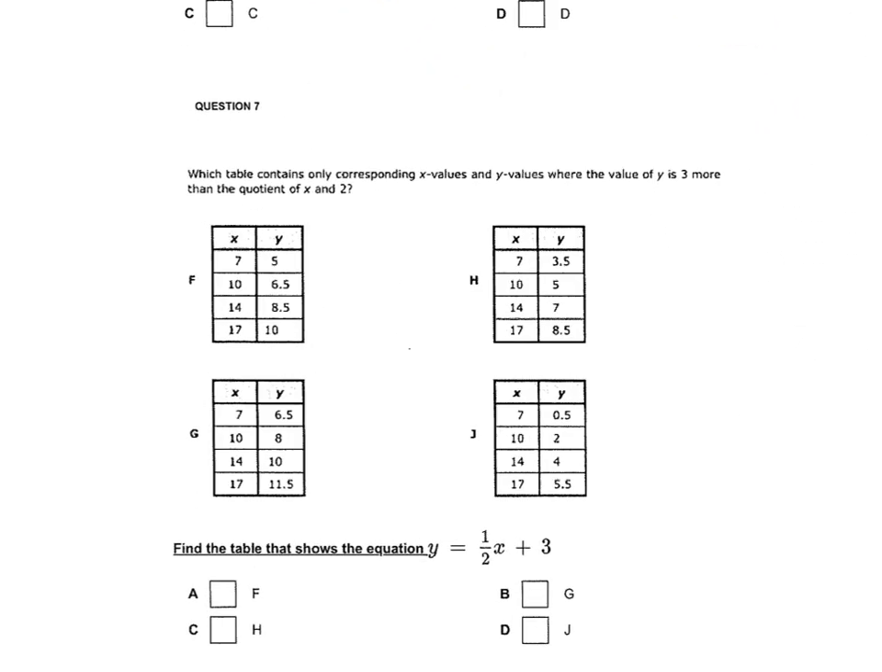Number 7, which table contains only corresponding x values and y values where the value of y is 3 more, so we're adding 3, then the quotient of x and 2. Okay, so we're going to say x divided by 2 plus 3 will give us y. On all of these tables, they all have 10, and I'm going to use that because that'll be the easiest thing for me to divide by 2 in my head.